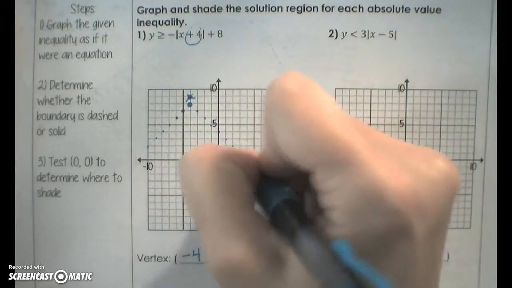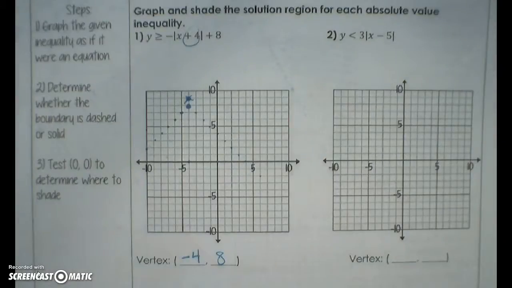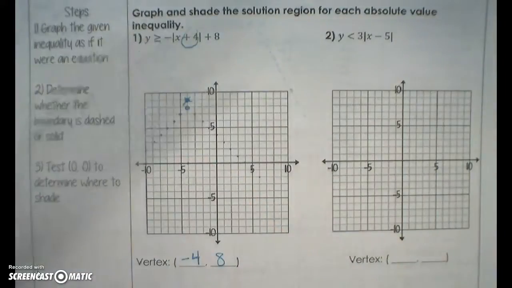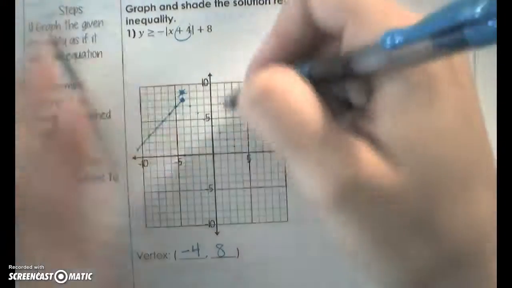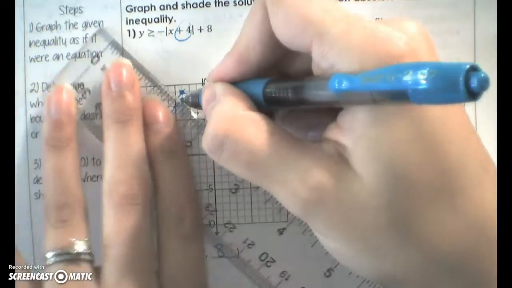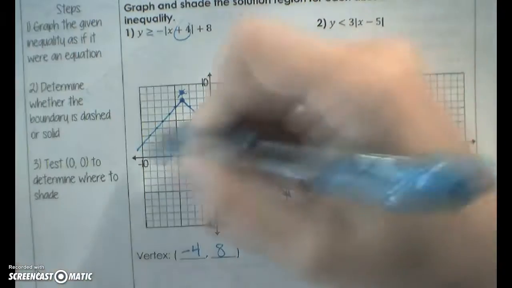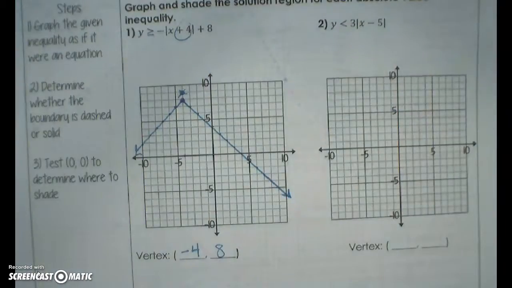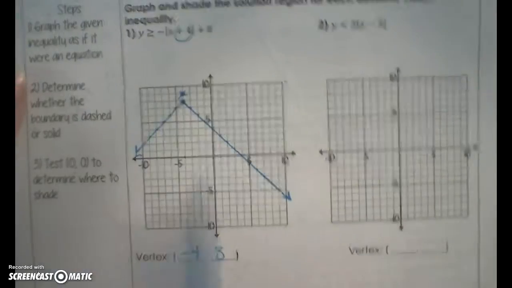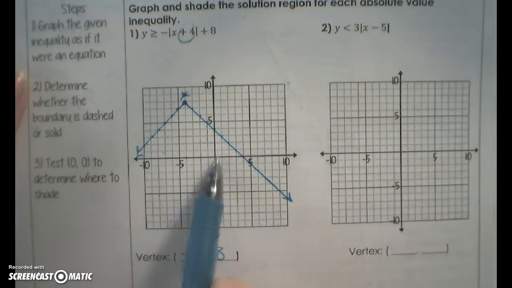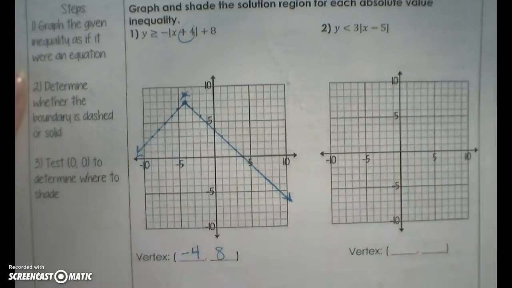And are we solid or dotted? We still have to do that same thing, and it looks like we have a greater than or equal to, so we're going to be solid lines here. And we still want our arrows, because arrows are important. Okay. Now we just need to figure out where we're going to shade. So we could test 0, 0, and we can see if we're going to be shading underneath the V or above our upside down V here.